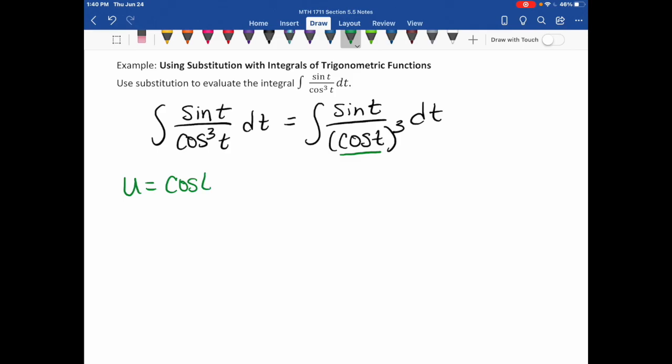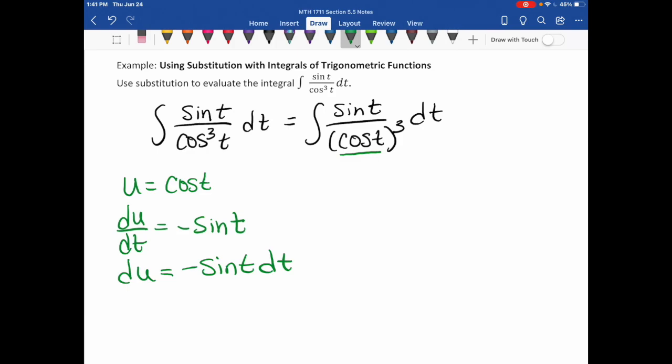So I'm going to let my inner function be u equals cosine t. So I'm going to take the derivative of u with respect to t, and I take the derivative of cosine, I get negative sine, and I'm going to multiply both sides by dt. Now notice what we have to replace. I have something to replace cosine t with, that's u, but I still have to replace sine t dt.